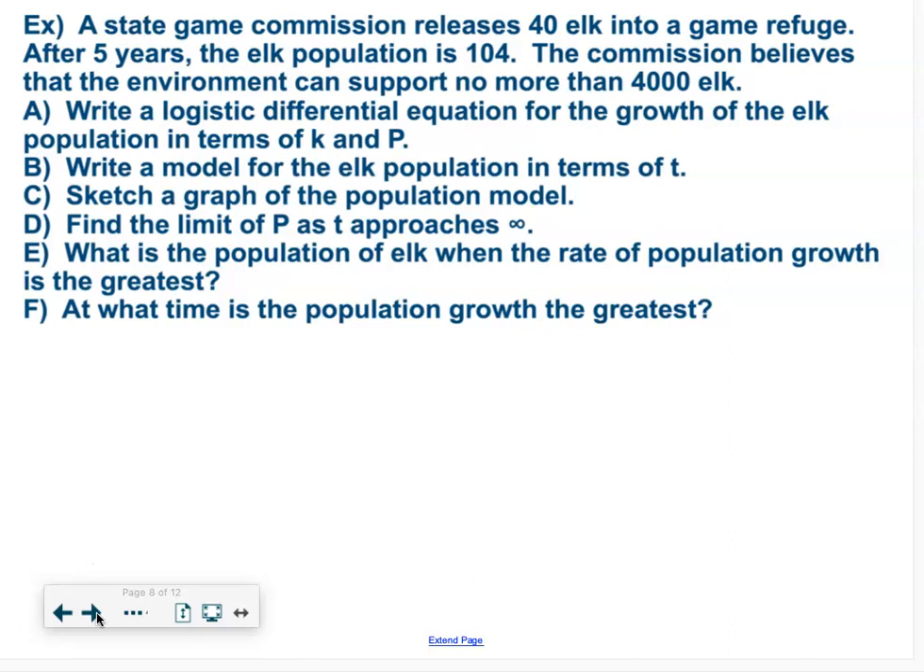You won't be able to find K. Well, you can, but we're not going to yet. So for part A, you're going to write dP/dt equals, and you should have numbers and the letters K and P. See if you can figure out what your dP/dt would equal.